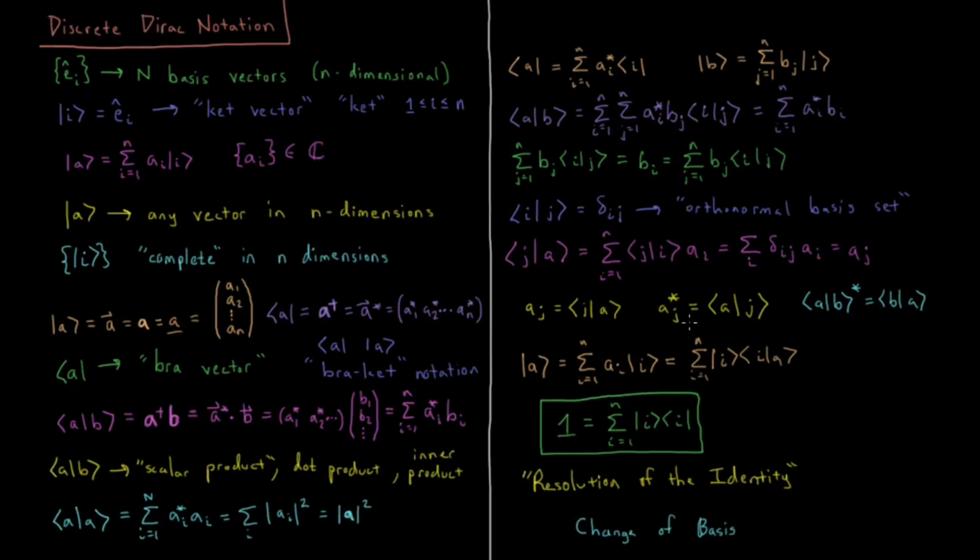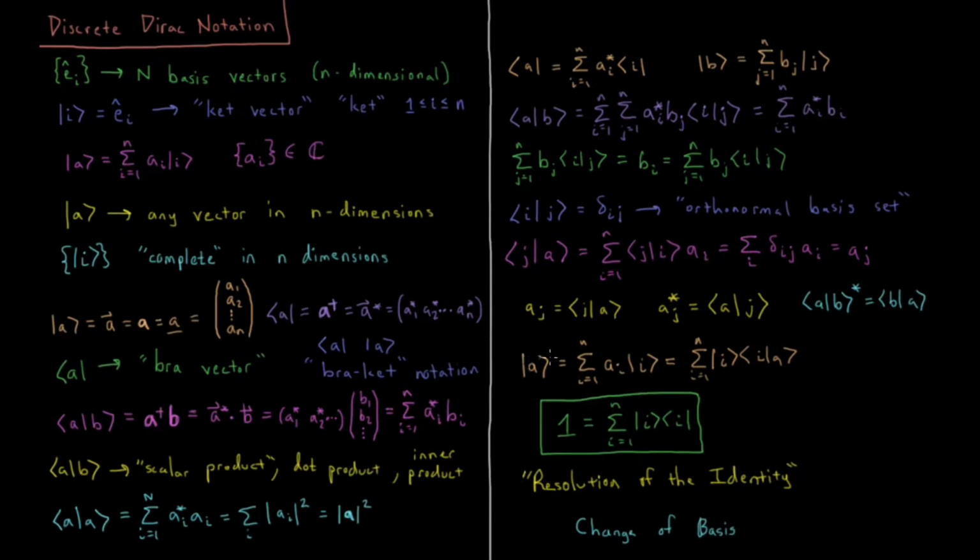And then the complex conjugate of that is if we flip which one is the bra and which one is the ket. So if we do this derivation in reverse, we get that a star j equals the inner product of a with j, whereas a j equals the inner product of j with a. So this implies that in general, the complex conjugate of an inner product is reversing the bra and ket, which one is which in that inner product.